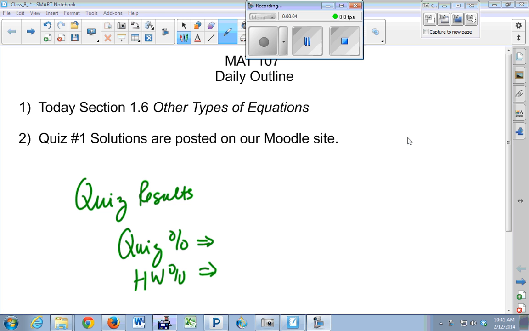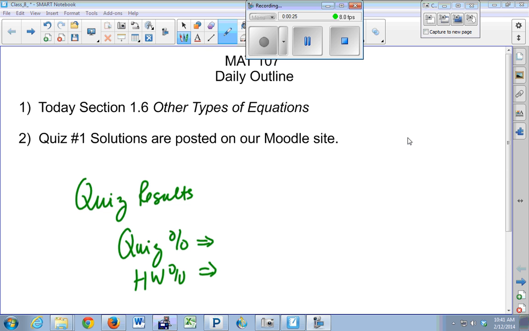Okay. So today we're going to start other types of equations. Cooper, please. We're going to start other types of equations. And you notice on your schedule, we'll continue with other types of equations on Friday. And then we'll do a little bit of inequalities. The main thing is that there's quite a few different types of equations in this section.